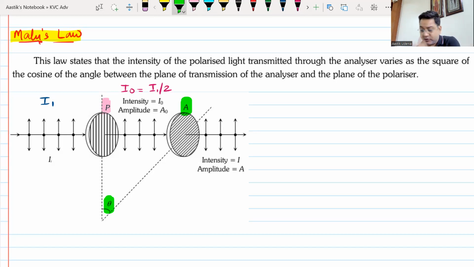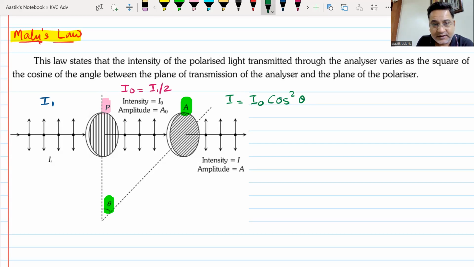Now the intensity of the light after the analyzer, if I call it I, that I is given by I naught. What is I naught? I naught is the intensity of the polarized light. Do you understand this? Yes. Cos square theta. That is what is known as the Malus law. The intensity of the light after the analyzer is I naught cos square theta, where theta is the angle between the plane or transmission axis of the polarizer and the analyzer. Do we understand this?